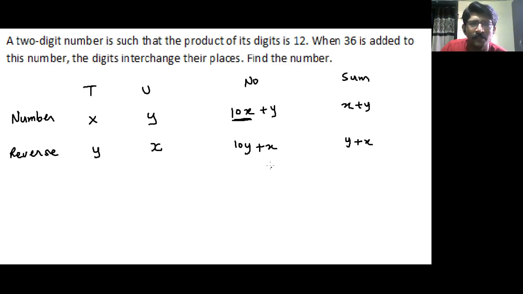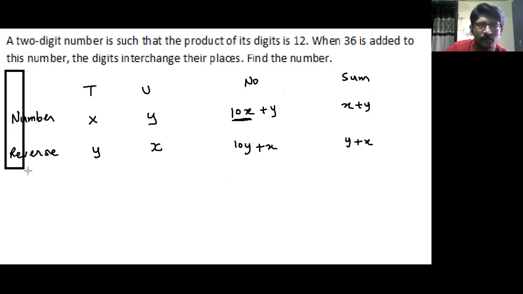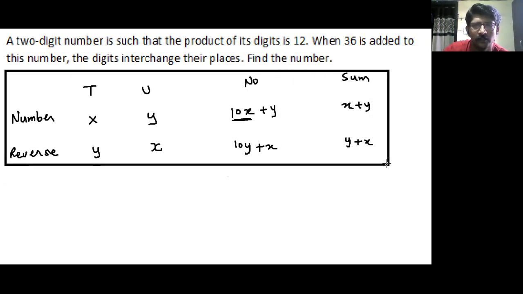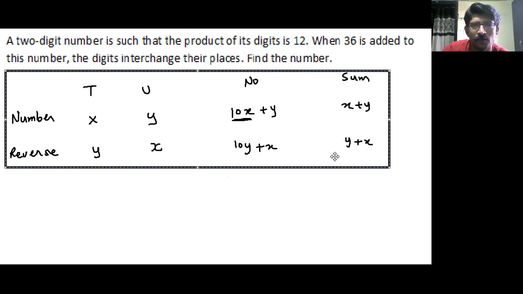Now how to frame the equation? A two-digit number is such that the product of the digits is 12. Once you have finished writing till here, keep writing guys, complete this much part in your book quickly, then we'll go ahead. Finish writing till this box, then we'll move ahead with the sum.